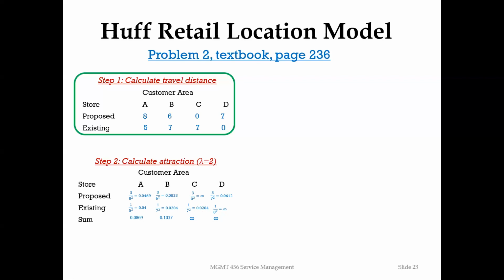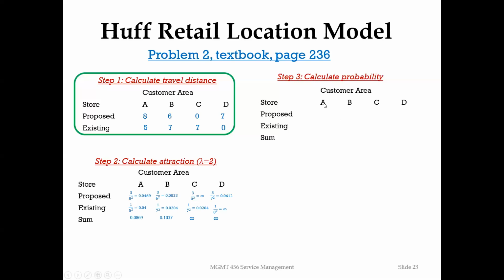So we just completed step 2. Now we move to step 3. Step 3 is about calculating the purchasing probability from each store in each customer area. First of all, let's look at customer area A. How likely those who live in customer area A will shop from the proposed store, and how likely they will shop from the existing store. As we discussed, based on attraction, we allocate travel probability proportionally based on attraction of each store.